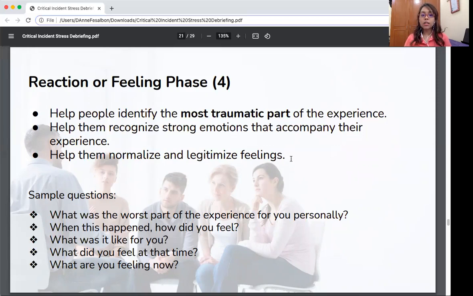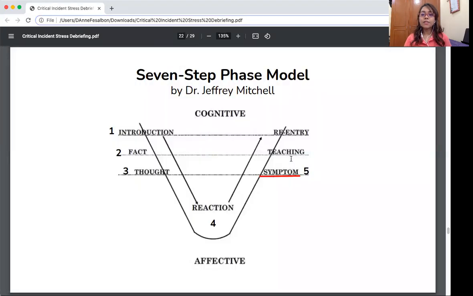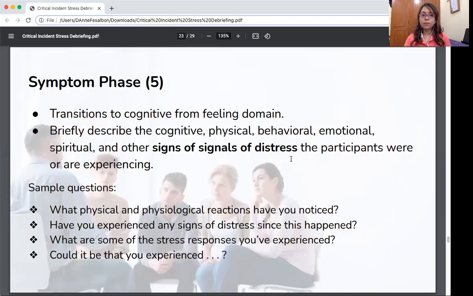what was the worst part of the experience for you personally? When this happened, how did you feel? What was it like for you? What did you feel at that time? What are you feeling now? Okay, then the fifth phase is the symptom phase.